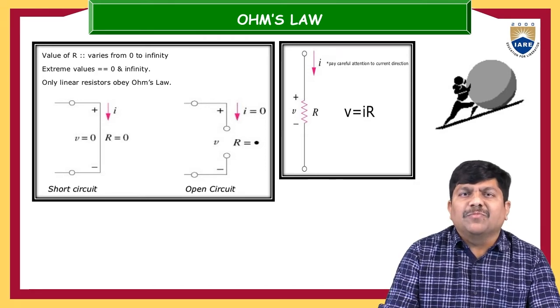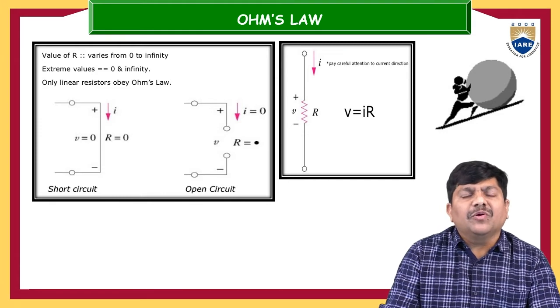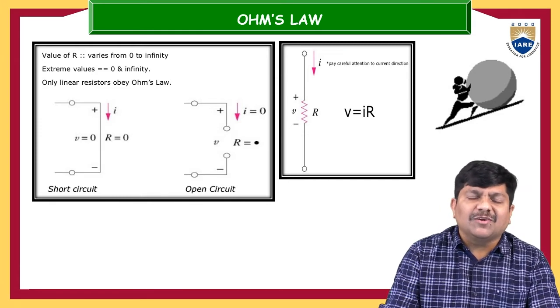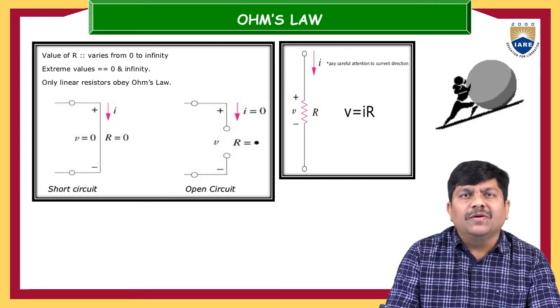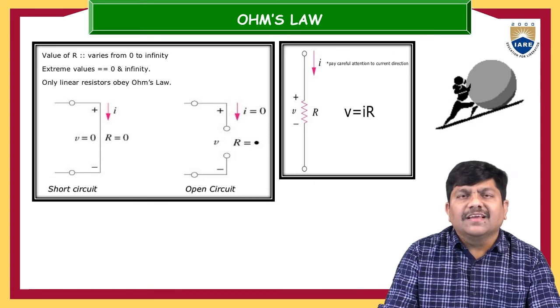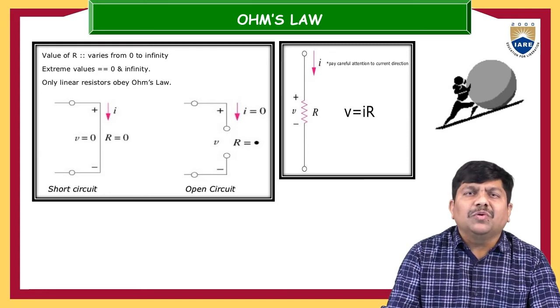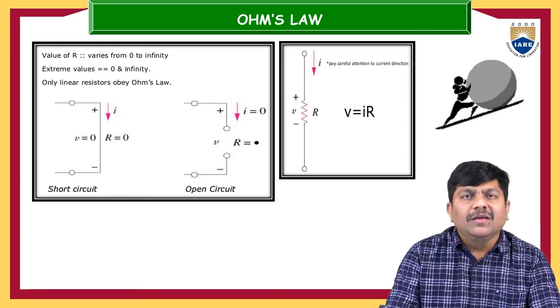But practically these two are extreme conditions, because in the beginning itself I told you very clearly that R is equal to 0 and R is equal to infinity are extreme conditions, and in the majority of cases these two are not possible. In any existing system, R may not be 0, and R equal to infinity is also not possible. The resistance value may lie between R equal to 0 and infinity.